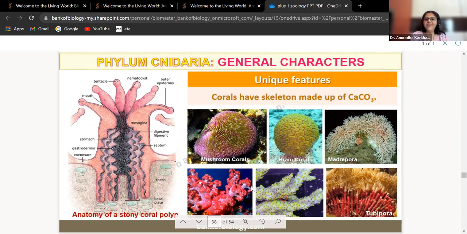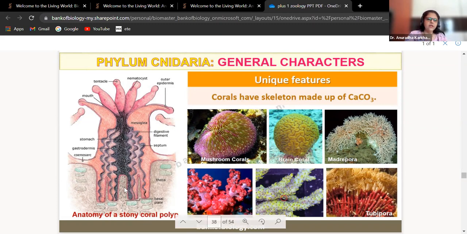Coral is a general term, and there are different names for it, beta. See this: mushroom coral, brain coral, madrepora, this is tubipora. These are the different names of it. Okay? Understood? So these all are going to be the different corals. Yes. Okay. So look at this. Stony coral. Yes, stony coral. This is the stony coral. And this is going to be your finger-like corals. These are called the finger corals.